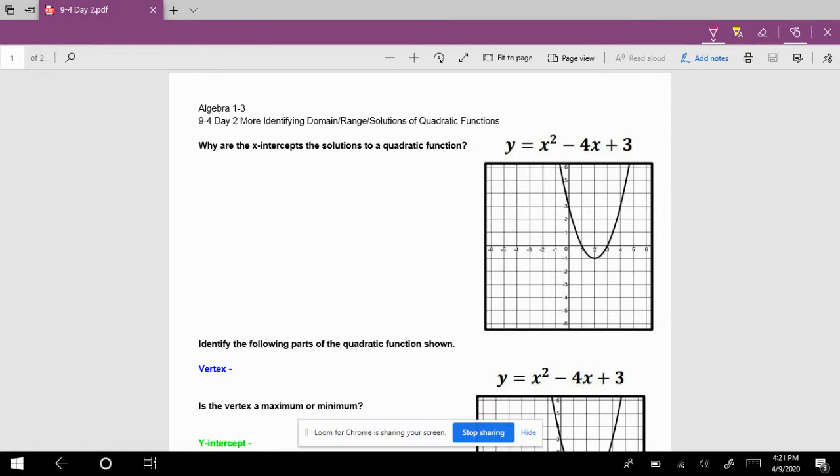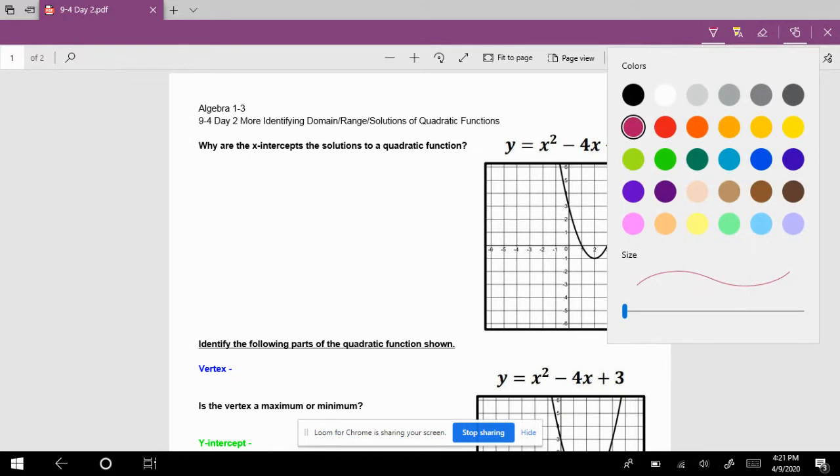Okay, today we're going to work more with identifying the domain and the range and the solutions of a quadratic function from its graph and identifying parts of a quadratic graph. So this is a lot like your video on Monday, but we're going to add a little bit more to it as well. So on Monday, you learned that if you're going to solve a quadratic equation by graphing, you look at the x-intercepts.